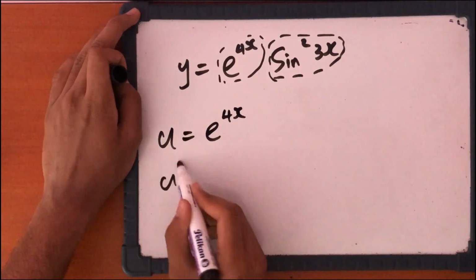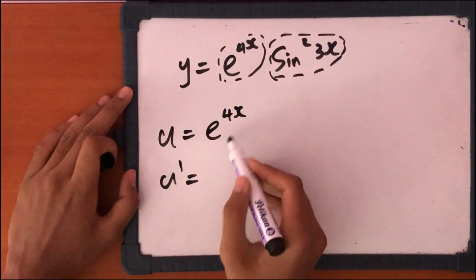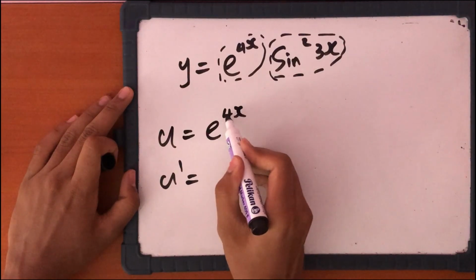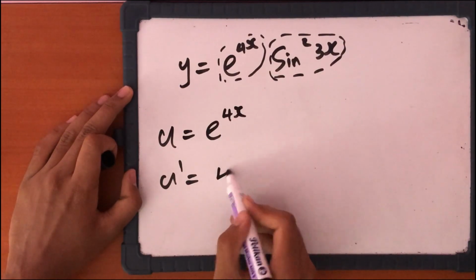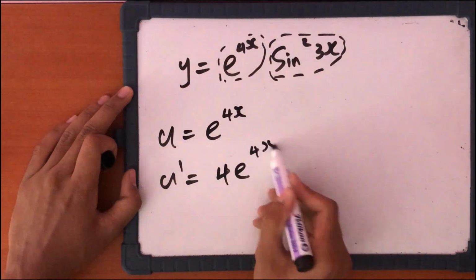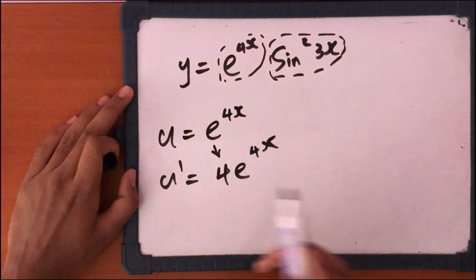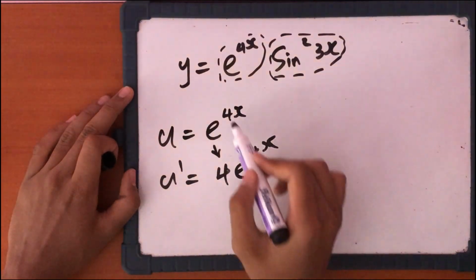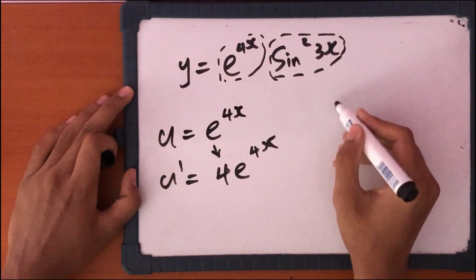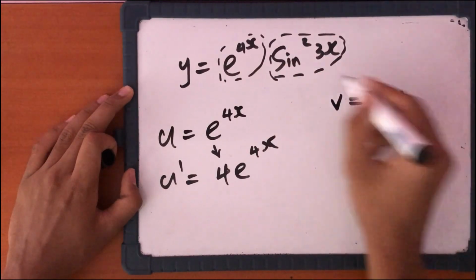and u prime. This one is an application of chain rule. Outside function remains, and then the derivative of the inside function is just 4. So 4e^4x. You can pause the video to figure out how we got this. It's just chain rule, because the exponential remains from the basic rules, times the derivative of the inside function, which is 4. And then v is this function, sine squared of 3x.